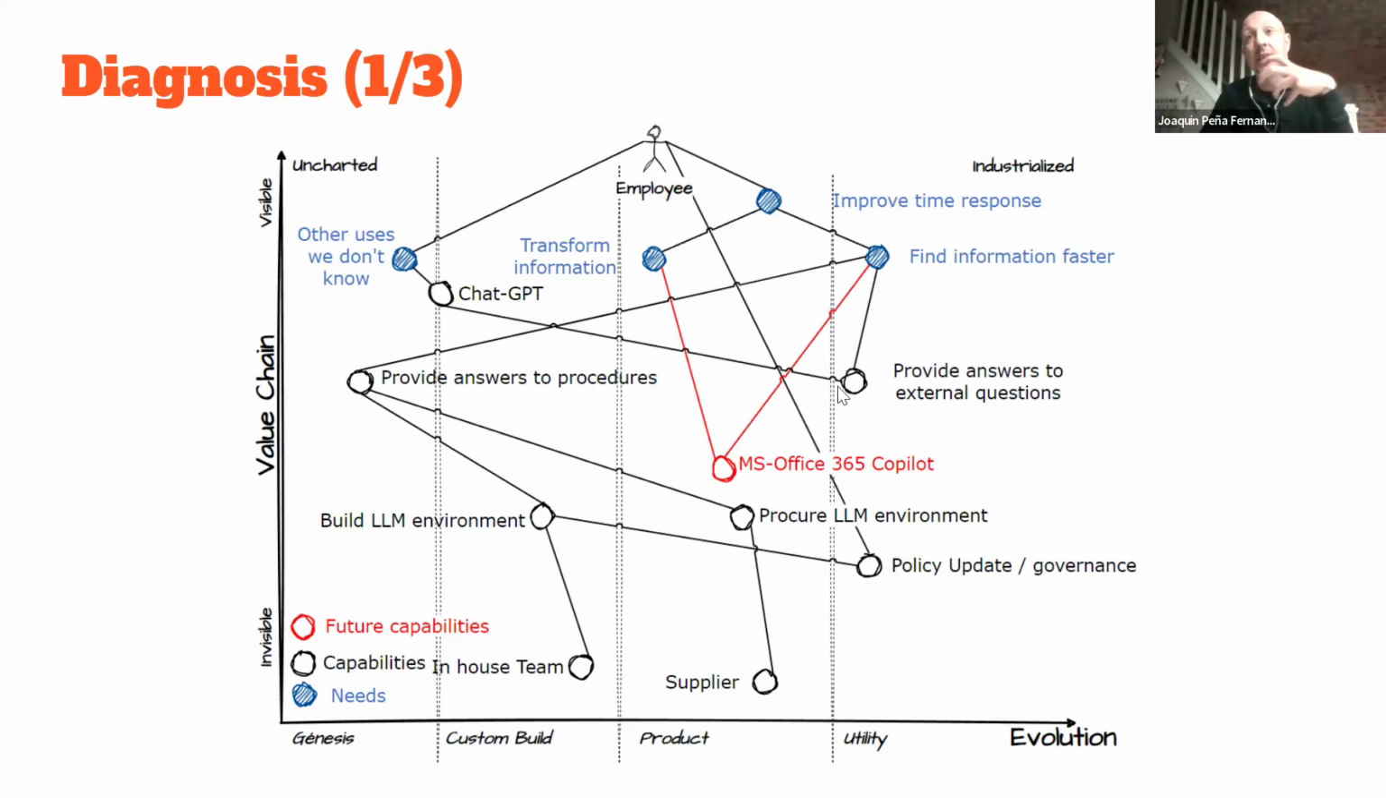ChatGPT, I have linked that to provide answers to external questions and find information faster. Well, in a company, providing answers to procedures is something that takes time, and you'll always need to find the people who know how to do things. So it could be something valuable. Then I have drawn Microsoft Office 365 Copilot as a future activity because it was published in October, but in this case, it's still something that belongs to the future. And to build an LLM environment, it's something that you could do in 2023.